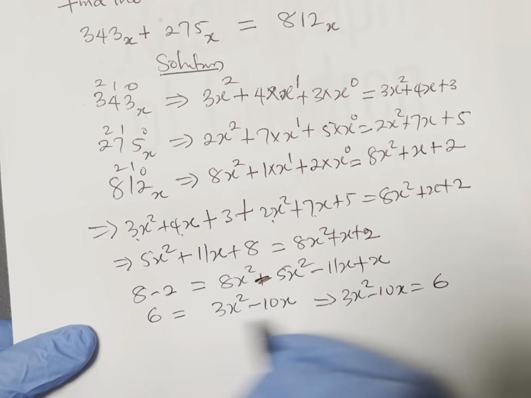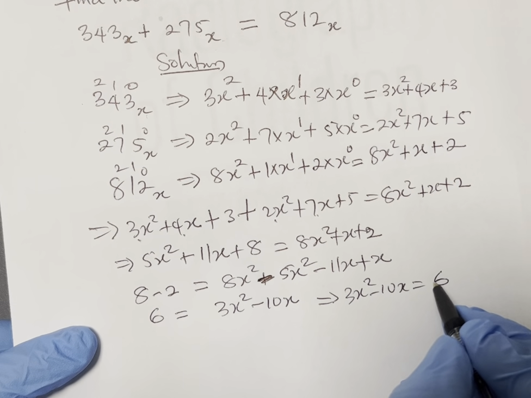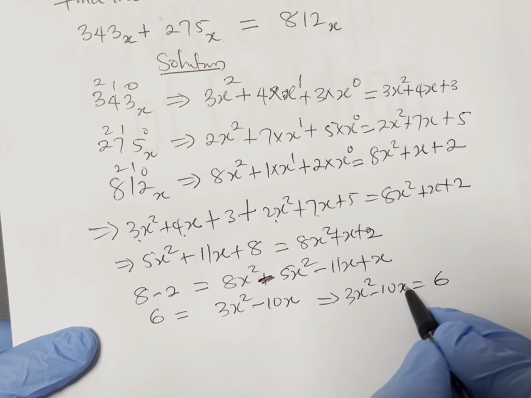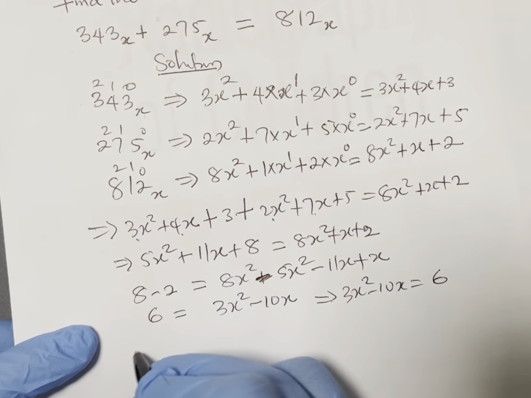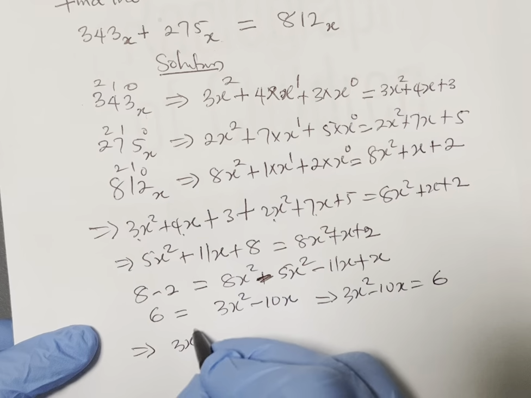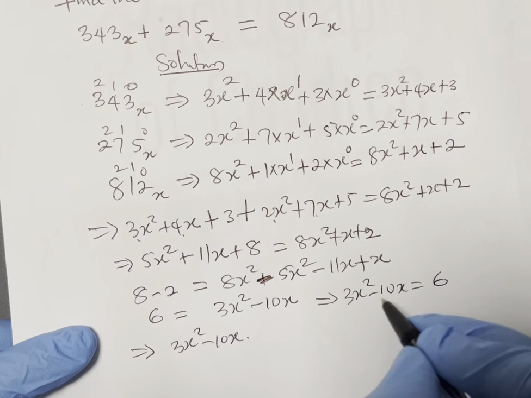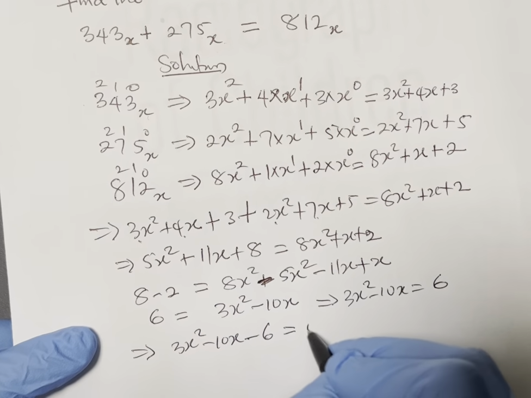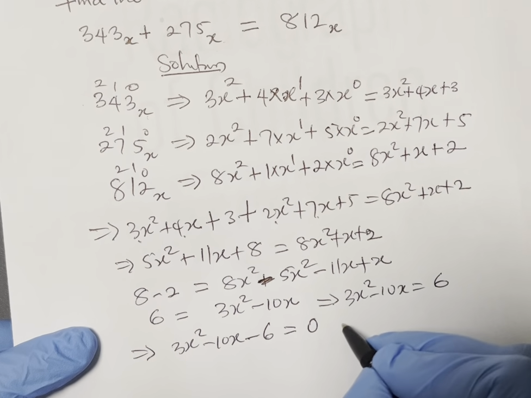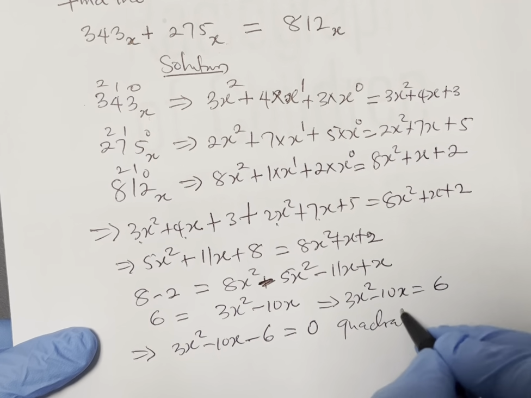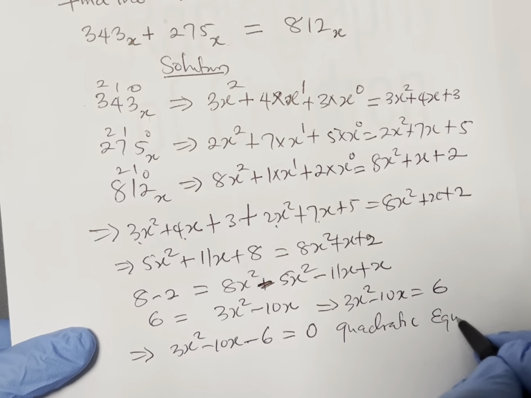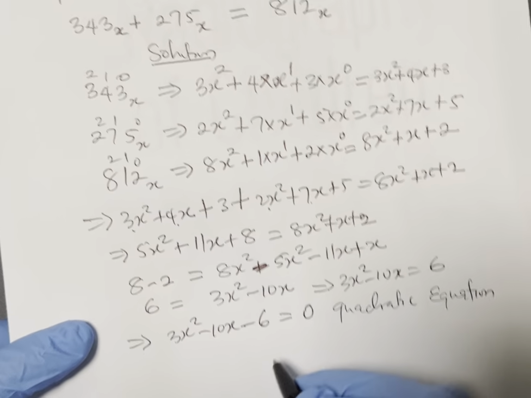So now moving this over, the expression becomes 3x squared minus 10x. This is plus 6, it crosses to become minus 6, equal to 0 is left there. So this is actually a quadratic equation. This is a quadratic equation.